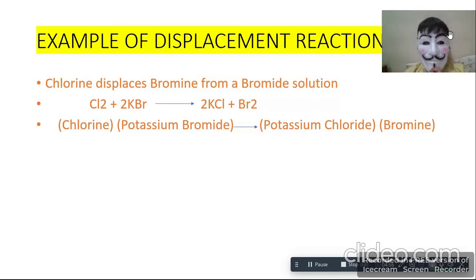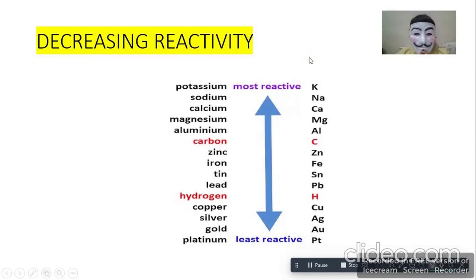Let's go ahead. This is the reactivity series, in decreasing order of reactivity. Potassium is the most reactive and platinum is the least reactive. Sodium, calcium, magnesium, aluminum, carbon, zinc, iron, tin, lead, hydrogen, copper, silver, gold, platinum: these are all going from most reactive to least reactive. All right, let's go ahead.